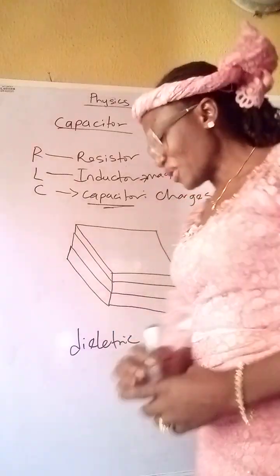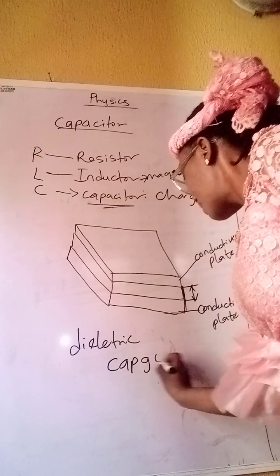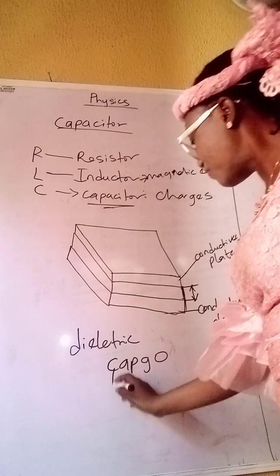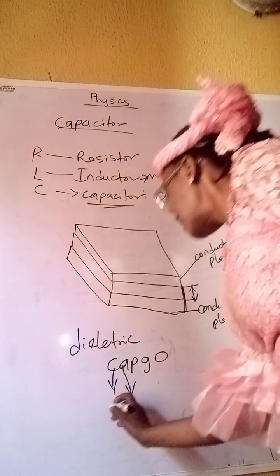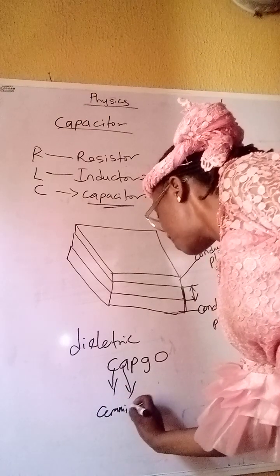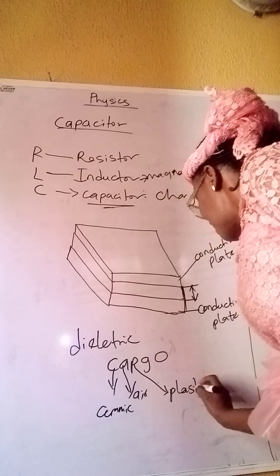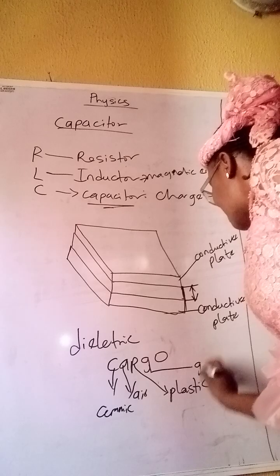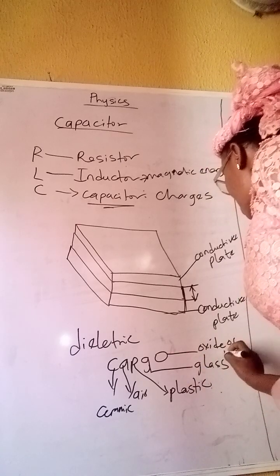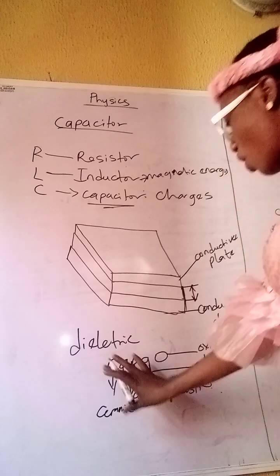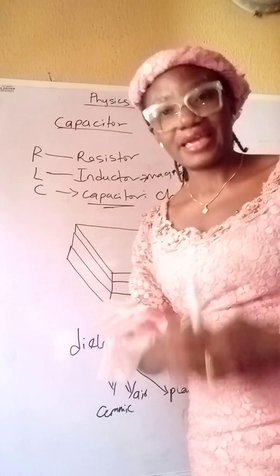Examples of dielectric, we have CAPGO. I use this acronym, CAPGO. C for ceramic, A for air. This is ceramic, an example of dielectric. Then we have air. Then we have P for plastic, G for glass, and O for oxide of metals. So all of this CAPGO is the acronym for examples of dielectric.